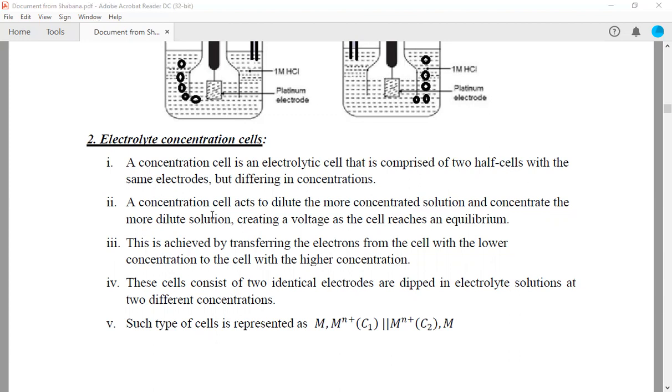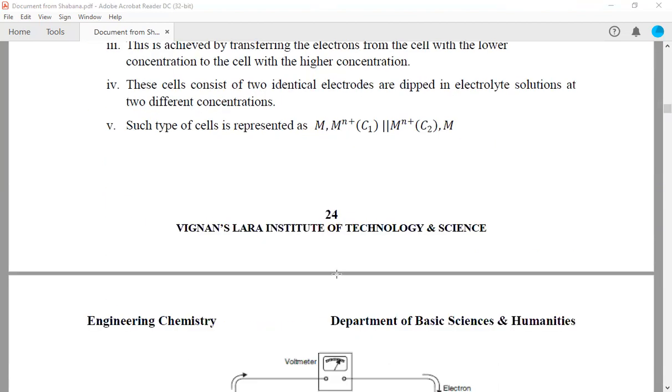In this, the concentration cell acts to dilute the more concentrated solution and concentrate the more dilute solution, creating a voltage as the cell reaches an equilibrium. Because as the cell reaches equilibrium, the EMF of the cell falls to zero. And this equilibrium is achieved by transferring the electrons from the cell with the low concentration to the cell with the high concentration. As I already told you, the two electrodes must be identical and dipped in two electrolyte solutions of different concentration.